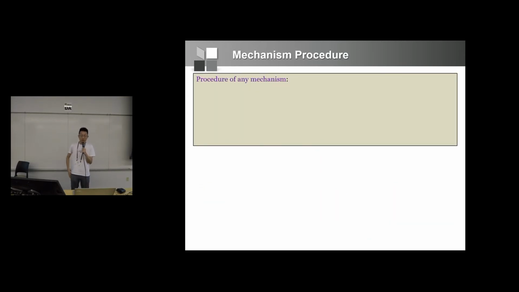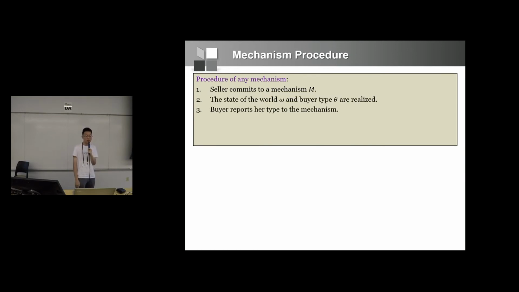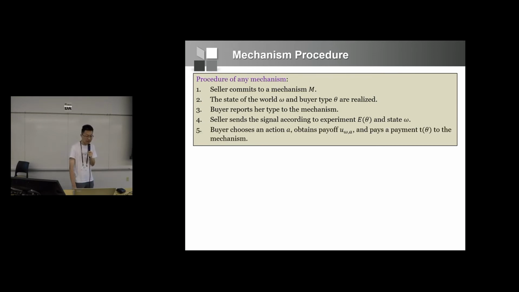For this problem, the standard revelation principle applies. So it's without loss to consider any mechanism with the following procedure. Here, the seller has to commit to a mechanism before seeing the realized state. Then the buyer reports the type, and the seller sends the signal according to the corresponding experiment and the realized state. Then the buyer chooses an action, obtains some payoff, and makes the payment.